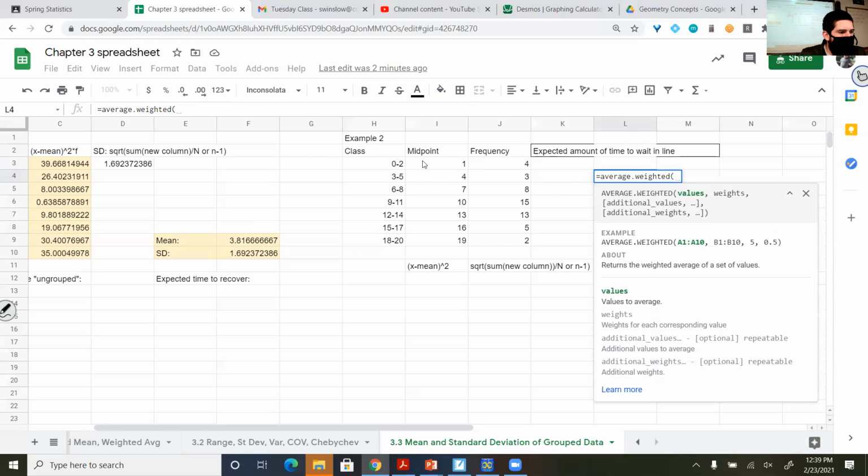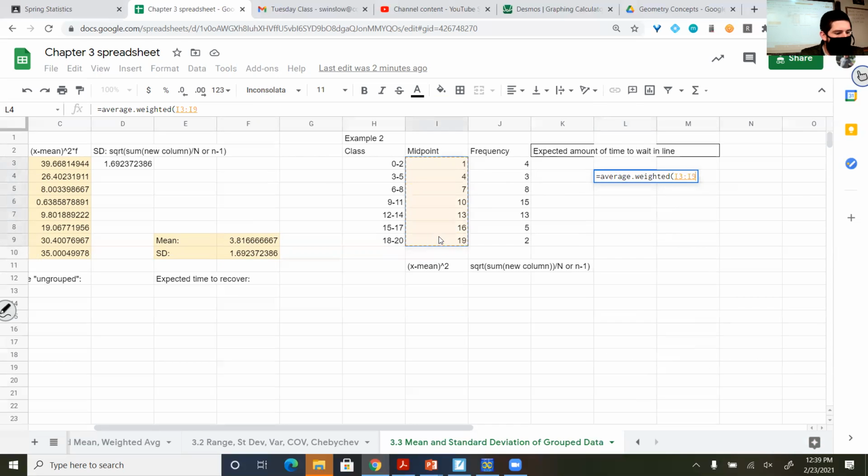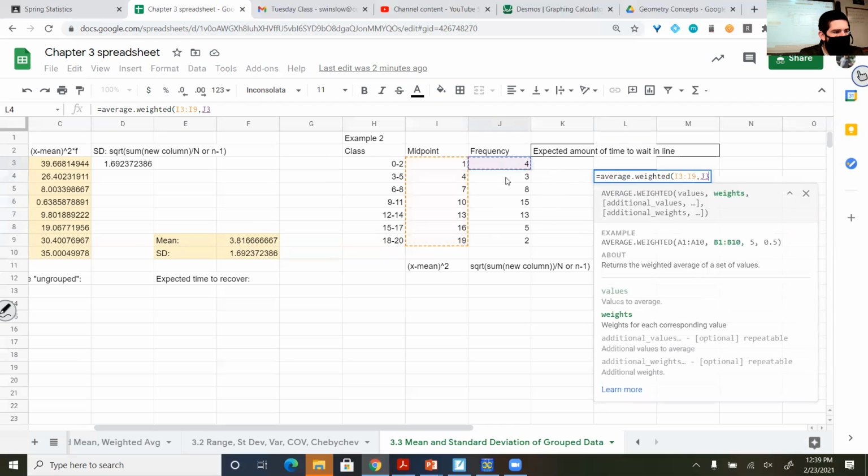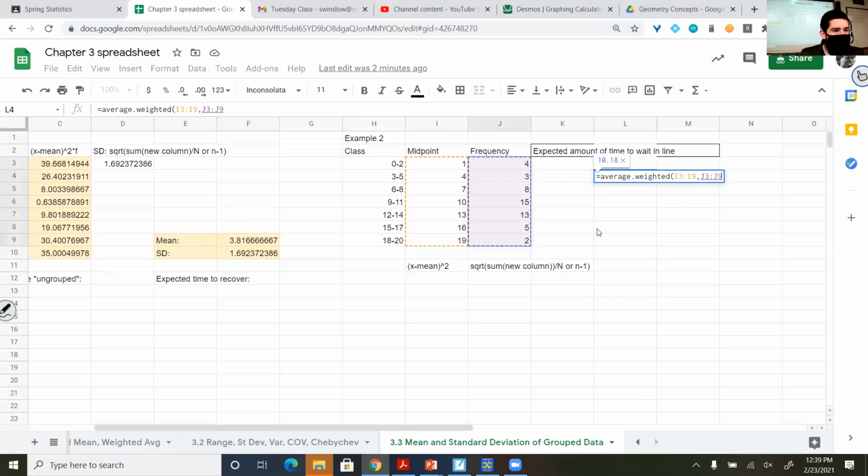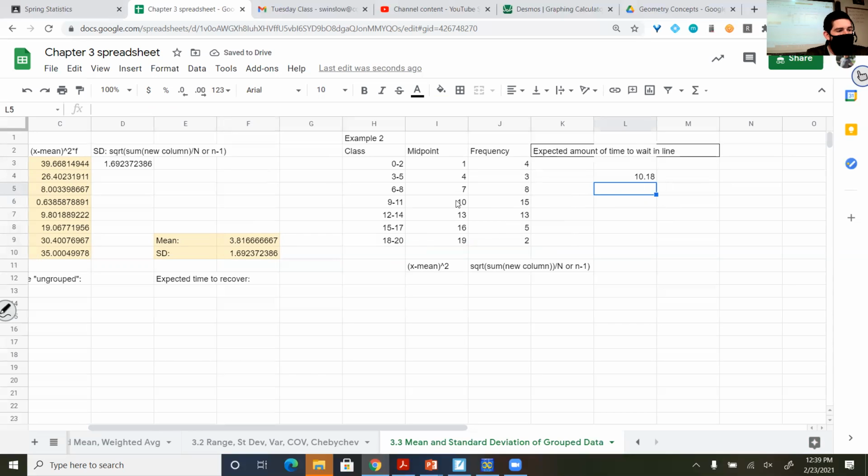And so again, I'm going to highlight my midpoints, comma, highlight the frequencies, which are the weights, and I get that the average amount of time would be about 10.18 minutes, which again makes sense because 9 to 11 had the highest frequency, so I would expect it to be closer to that range than the 12 to 14 range. But again, with everything accounted for, you should expect to wait about 10.18 minutes.